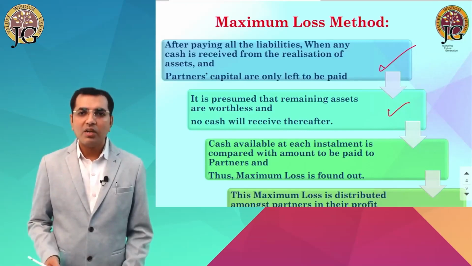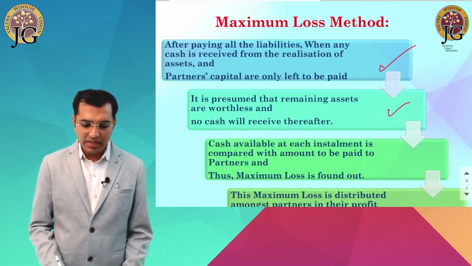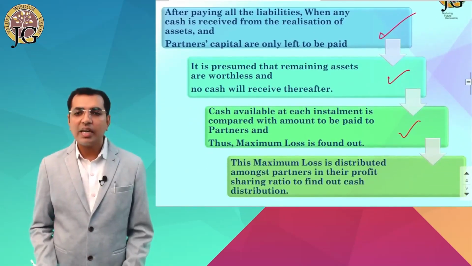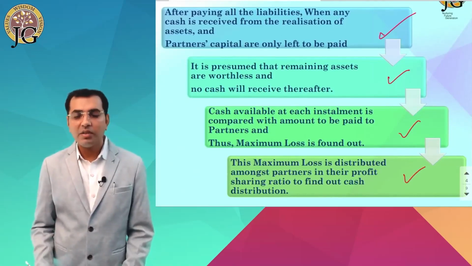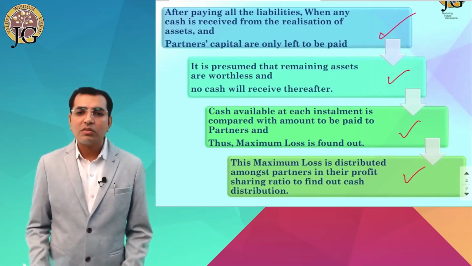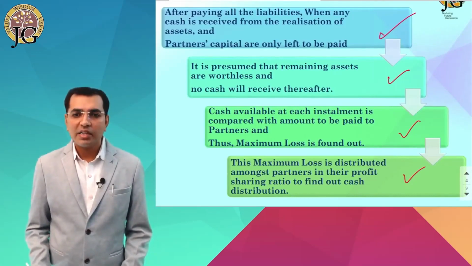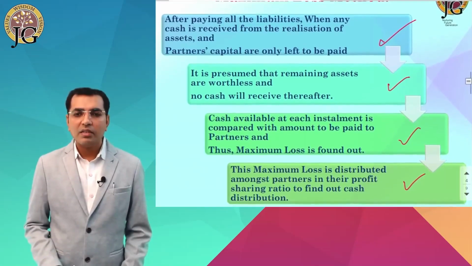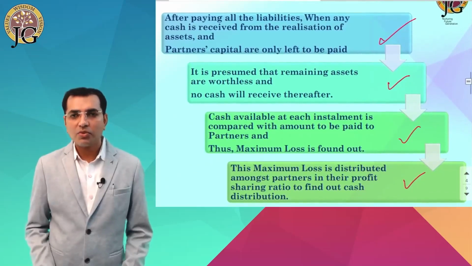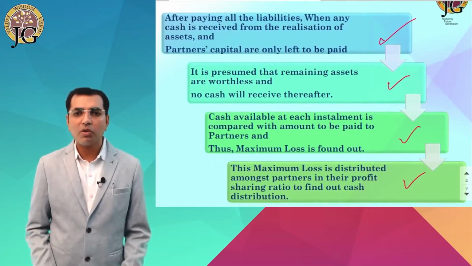In this method, we are going to find out a maximum loss first, but you must remember that this maximum loss is actually being found to distribute the cash. This is the most important point of this method. You must remember that maximum loss is distributed among the partners in their profit sharing ratio. But the object is not to distribute the maximum loss. The object is to find out the cash distribution. So these 4 points, I think you must remember while solving the sum regarding the maximum loss method.